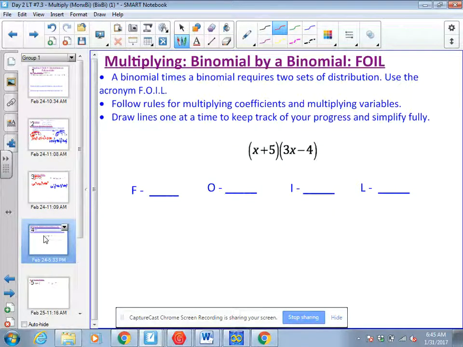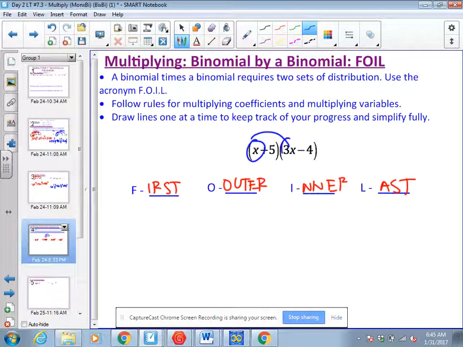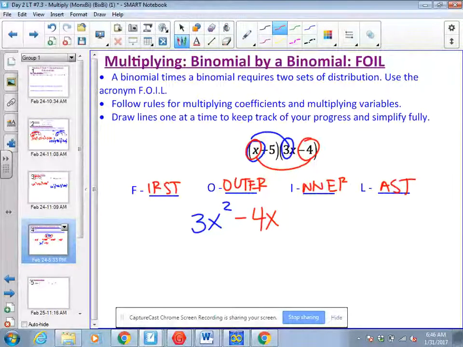FOIL stands for first, outer, inner, last. So the idea is this. I need to multiply the distributive property of this binomial to this one twice. So I'm going to start with my first two terms, first in each binomial. So x times 3x is 3x squared. Then I'm going to go to my outside. So I'm going to keep this same starting point, but I'm going to go to the other term, my outer term. Negative 4 times x is negative 4x.